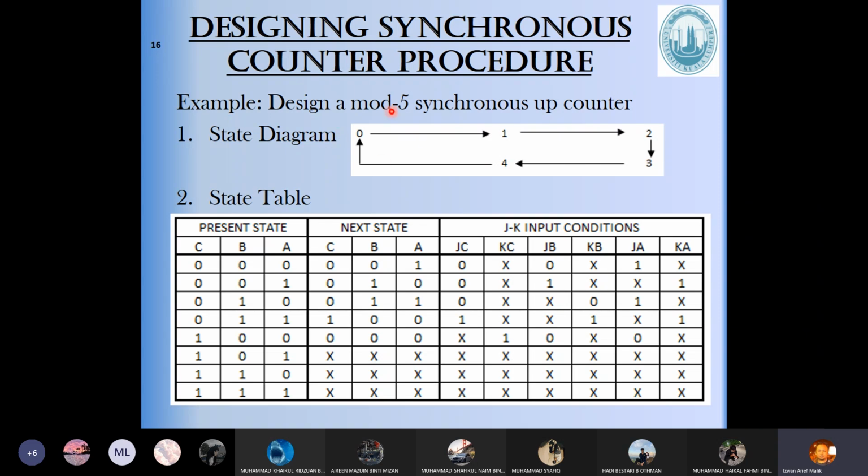Now we know that there are 5 states because it is a modulus 5 counter. So the greatest number to be displayed is 4. So 4 in binary is 100, meaning that you will be using 3 flip-flops. Or you can use square root of 5, you will get 2 point something something lah, 2.0 or 2.1, something like that. So meaning that the number of flip-flops needed is 3.